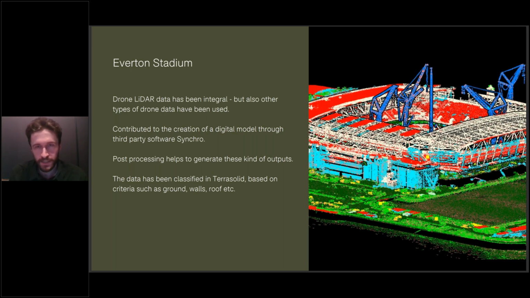So what you can see there on the right is the classified point clouds from Terasolid. Now that's an automatic process that you can run through, but you can go in and further change that. So you could, for instance, classify those cranes. You can see in the dark blue there, you might want to remove them from the model because they're temporary features.